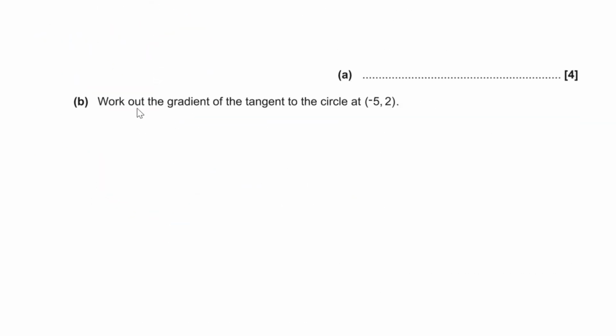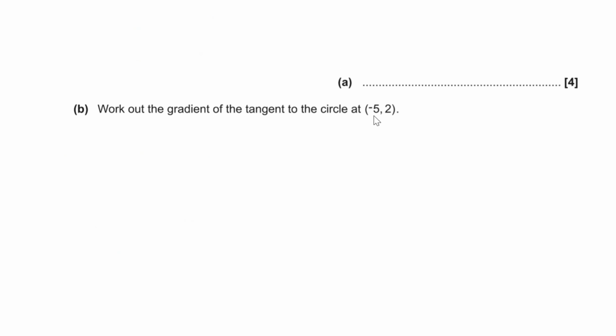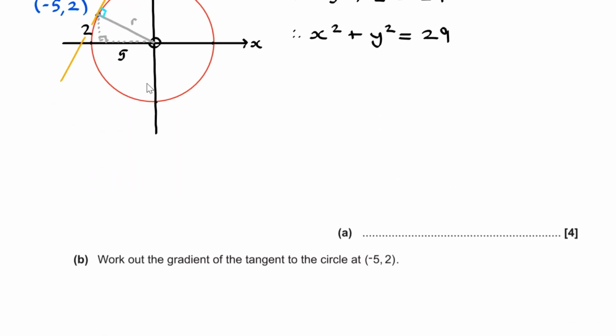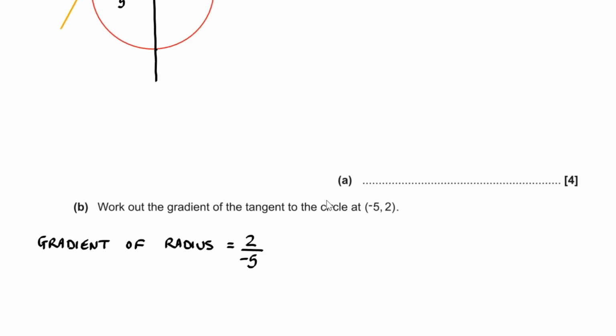And now for part B, we have to work out the gradient of the tangent to the circle at -5, 2. Well, for the gradient of the tangent, what we need to do is find out the gradient of this line over here. Here is where we have the tangent. And what we should know, the tangent and the radius are perpendicular to each other. So let's begin by finding the gradient of the radius. We've got the change in y being +2, over the change in x, which is -5. So the gradient of the radius is -2/5.